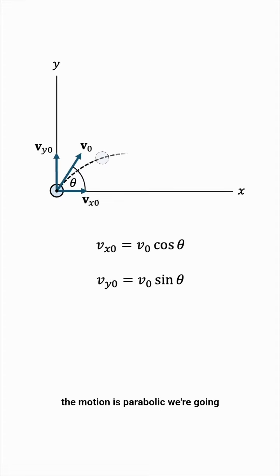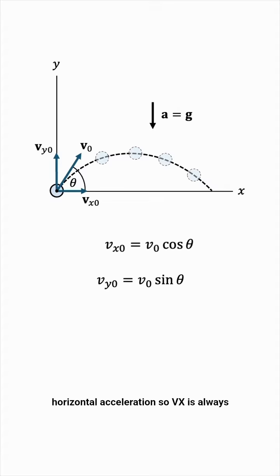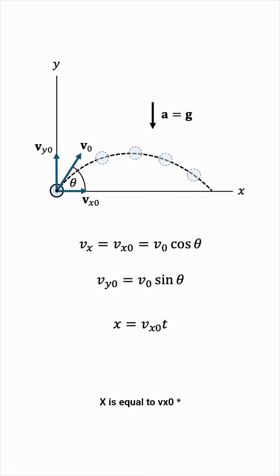To prove that the motion is parabolic, we're going to need to come up with an equation relating y to x. Ignoring air resistance, the only force acting on the object is the force of gravity, so the acceleration is vertical and is equal to g, the acceleration due to freefall. This means that the horizontal velocity is constant since there is no horizontal acceleration. So Vx is always equal to this Vx0, meaning that x is equal to Vx0 times time.